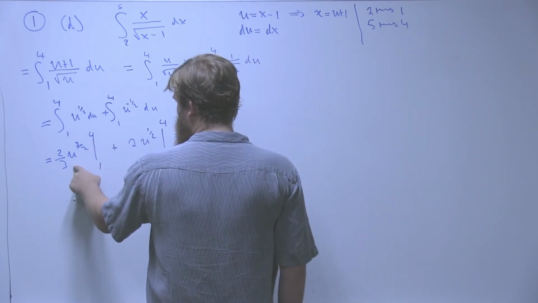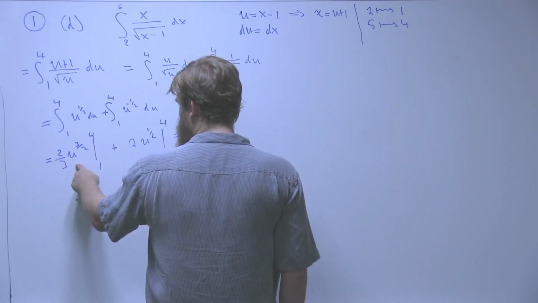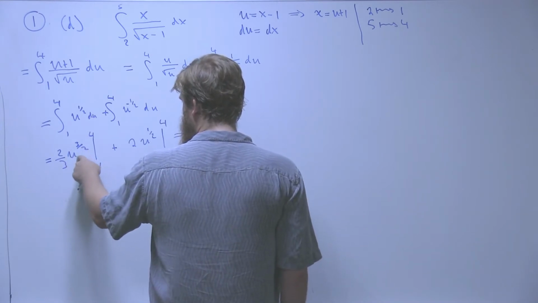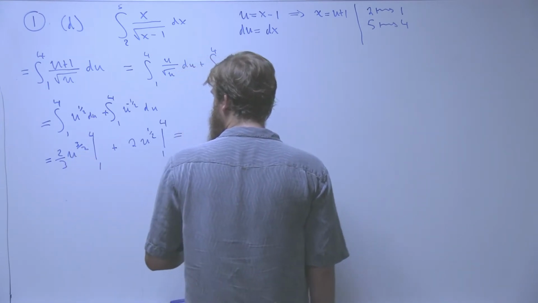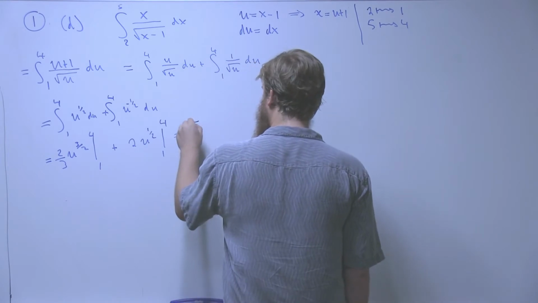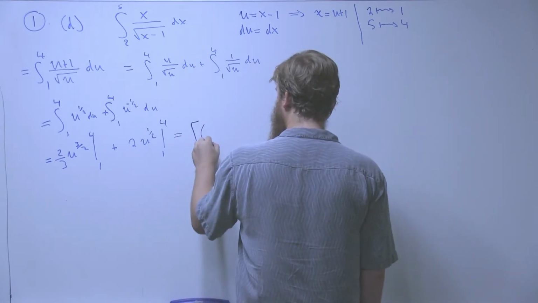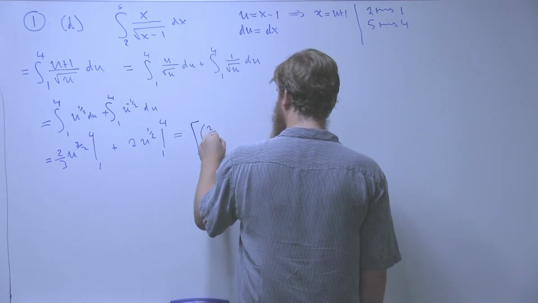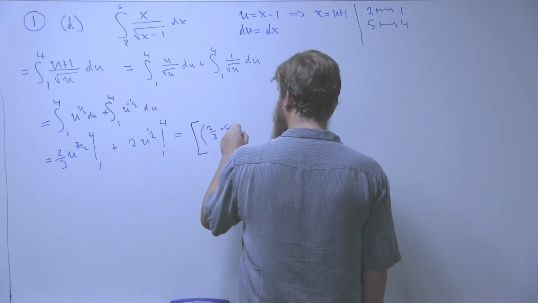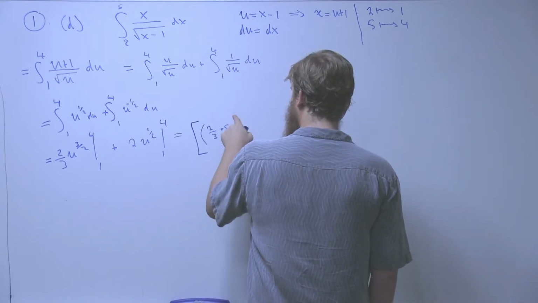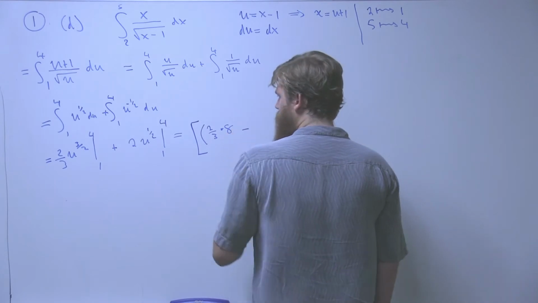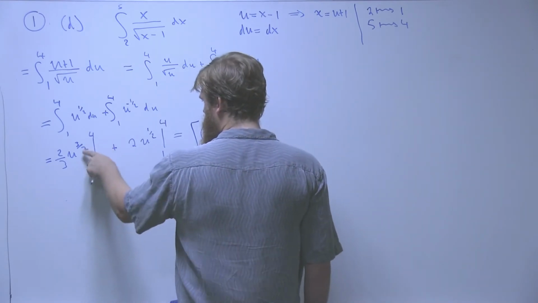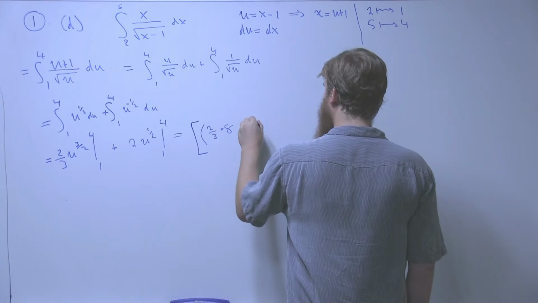At 4, here I'll have 2/3 times 4 to the 3/2. The square root of 4 is 2, cubed is 8, so I'll have 2/3 times 8. So I'm going to use some parentheses here to make sure I don't mess up. It's a multiplication. Minus what I get when I plug in 1. 1 to the 3 halves is just 1, so this is minus 2/3.